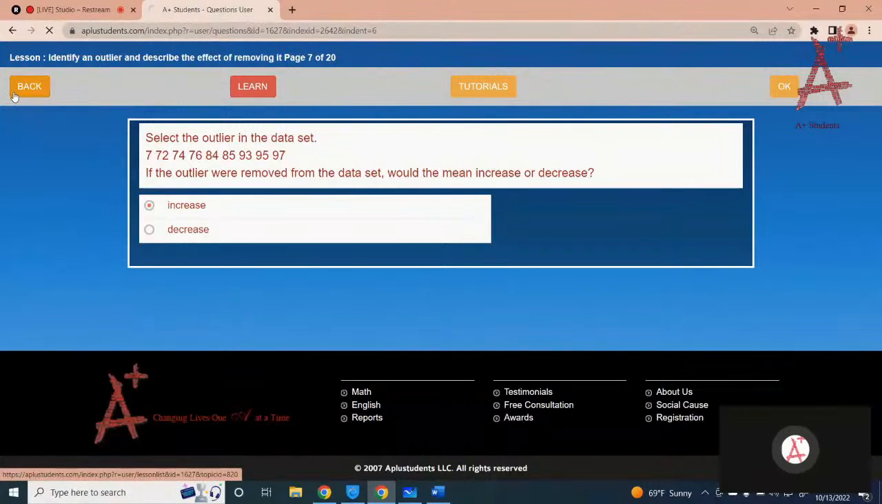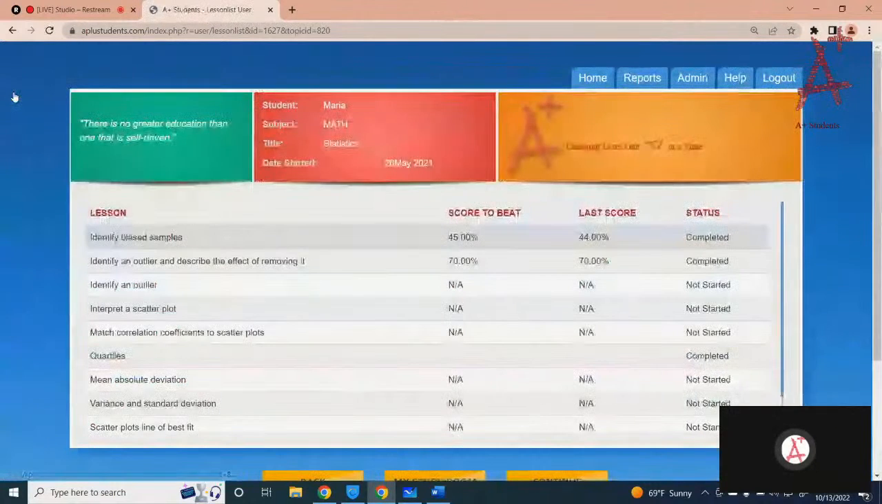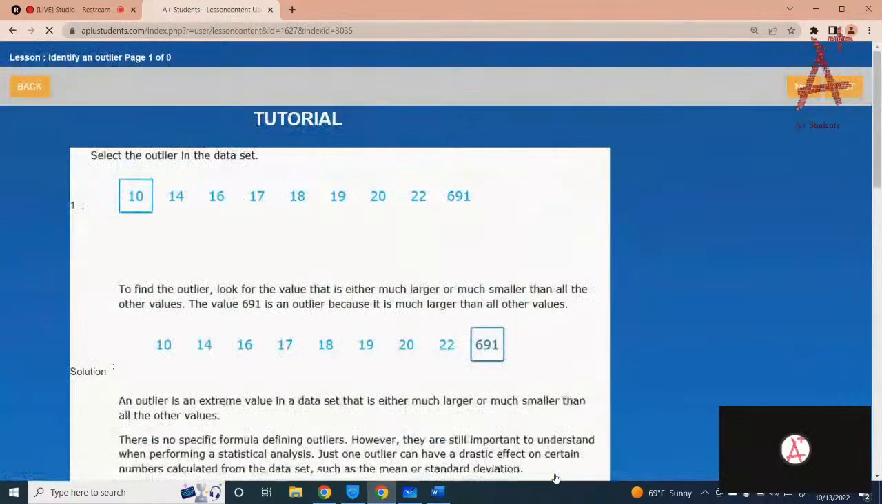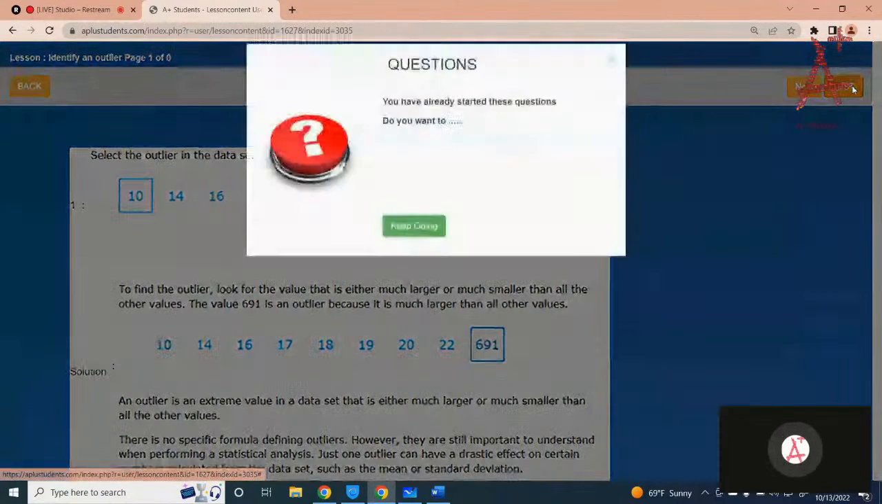Okay, you can complete the test by yourself later today. I'm just moving on to the next topic, and the next topic is identify an outlier. Got it? Let's start with identifying an outlier. So we know which is the outlier. Let's start with the test.